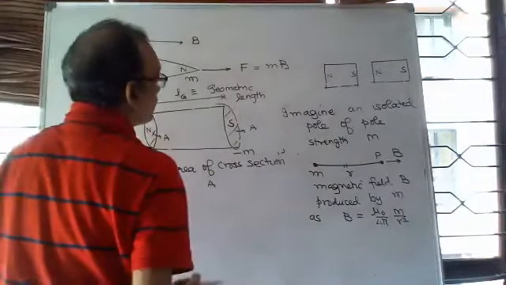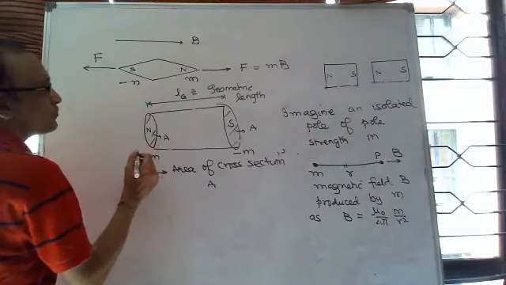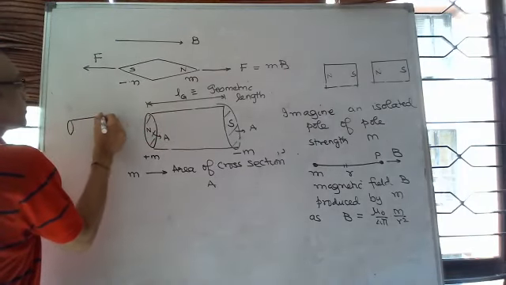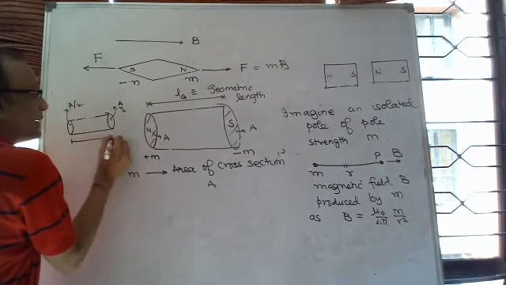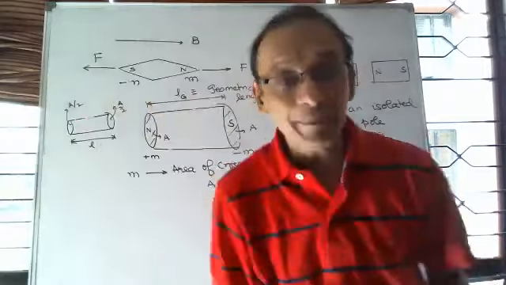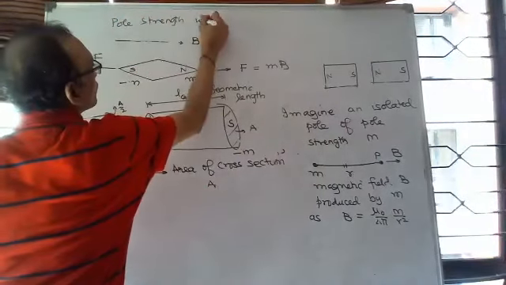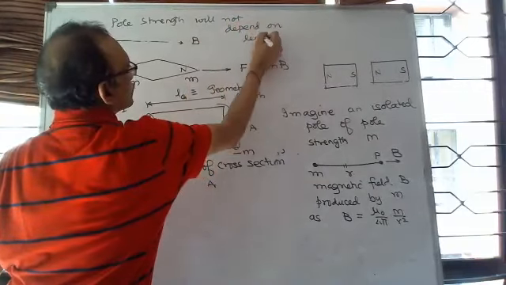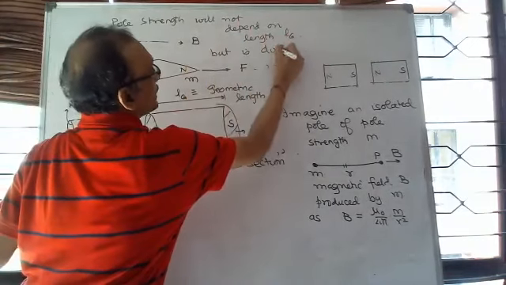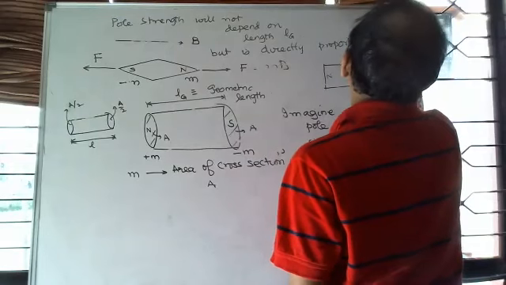Suppose I want to halve this area, making it A by 2. It will not depend on the length. Pole strength will never depend on length LG, the geometric length, but is directly proportional to the area of cross section.